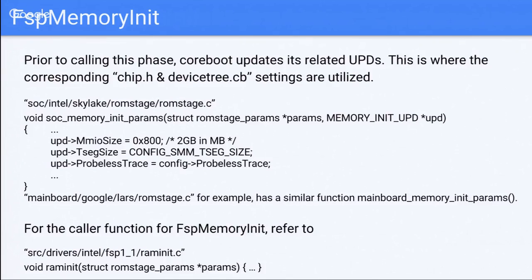So we look at the romstage.c under Skylake. There's a function called soc_memory_init_params. So that's where the UPDs get updated with either a hardcoded value, like we think, okay, this hardcoded value is good enough, or it's updated by the config values that we set in the devicetree.cb file. And also in the romstage.c under a specific board directory, there's a similar function called mainboard_memory_init_params. That's also passing some input to the UPD. For example, SPD data is passed in that function for the board.